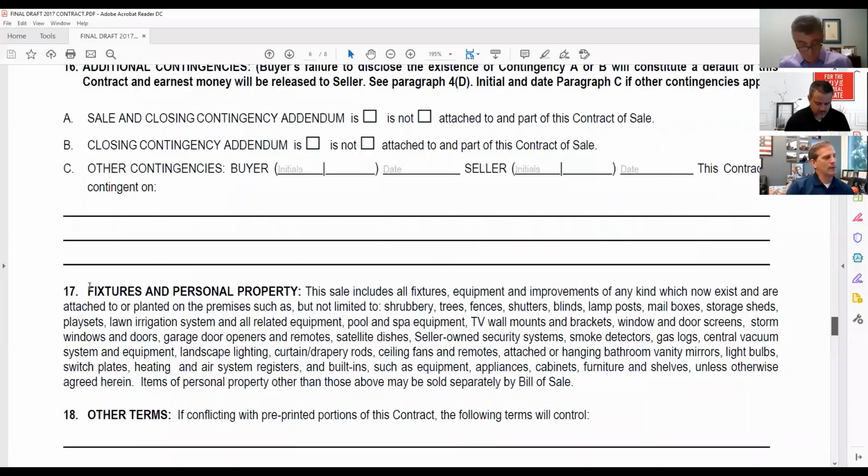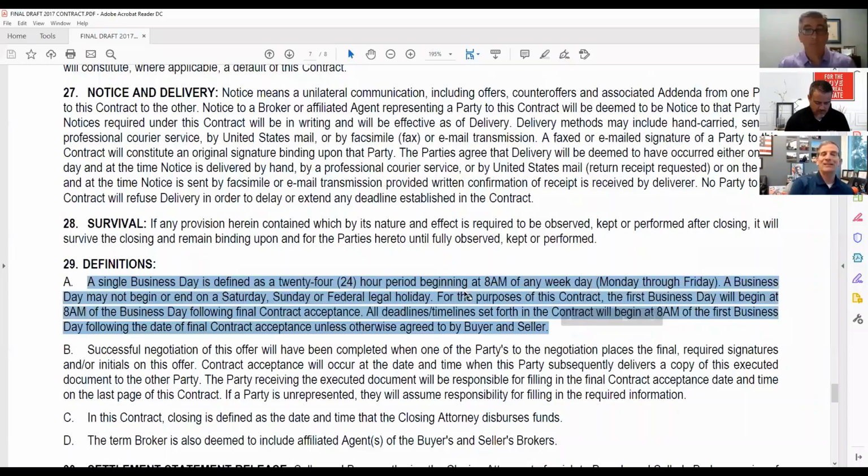Paragraph 29A, here we are right here. A single business day is defined as a 24-hour period that begins at 8 a.m. on a weekday, Monday through Friday.